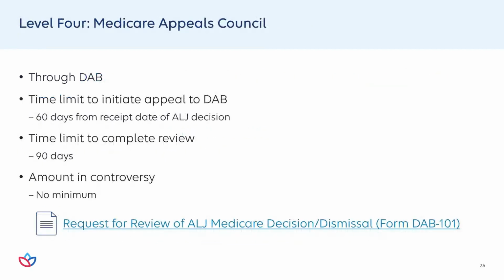Your Level 4 appeal is via the Medicare Appeals Council. It's through the DAB, or the Departmental Appeals Board. The time limit to initiate an appeal to the DAB is 60 days from the receipt date of the ALJ decision, and their time limit to complete their review is 90 days. Once again, no minimum amount in controversy, and the request for review of the ALJ Medicare decisions or dismissals, the Form DAB 101, is hyperlinked for you at the bottom of slide 36.